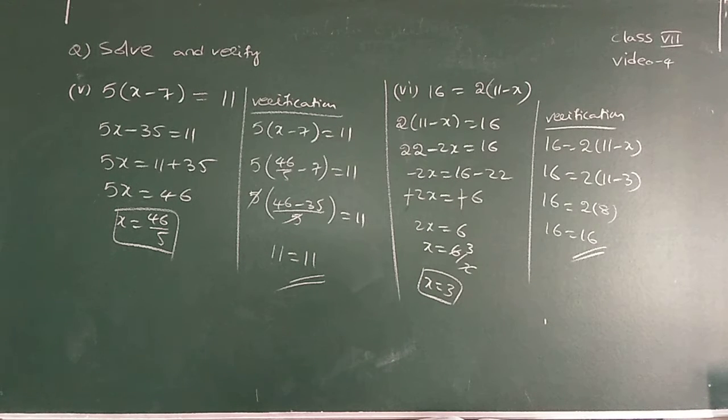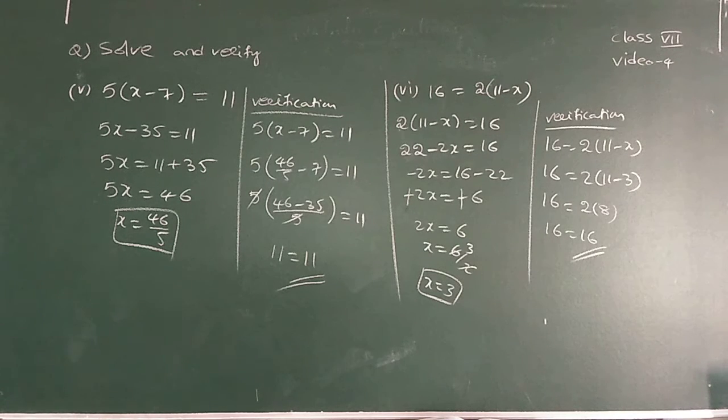Once more I am repeating here, 6th question. 16 is equal to 2 into 11 minus x. First I interchanged their places. 2 into 11 minus x is equal to 16. 2 into 11 is 22. 2 into minus x is minus 2x, is equal to 16. First transpose the constant value. Minus 2x is equal to 16, 22 sent this side. Since 22 is positive, on the other side it becomes minus 22. Now minus 2x is equal to minus 6. Minus minus cancel. 2x is equal to 6.